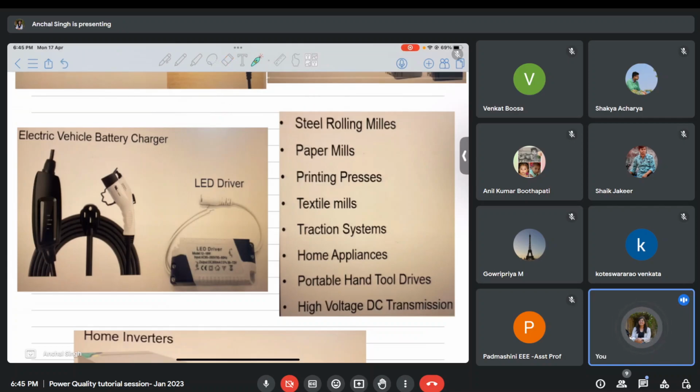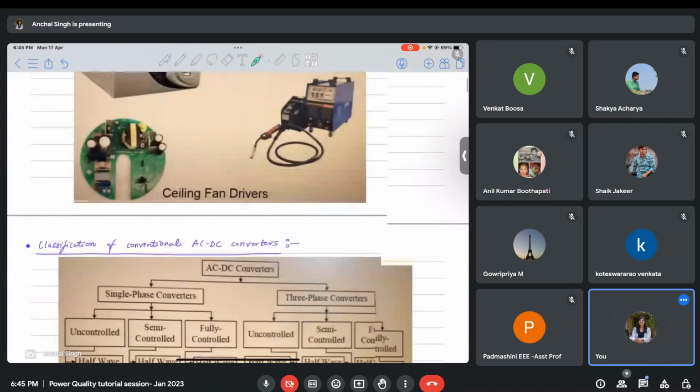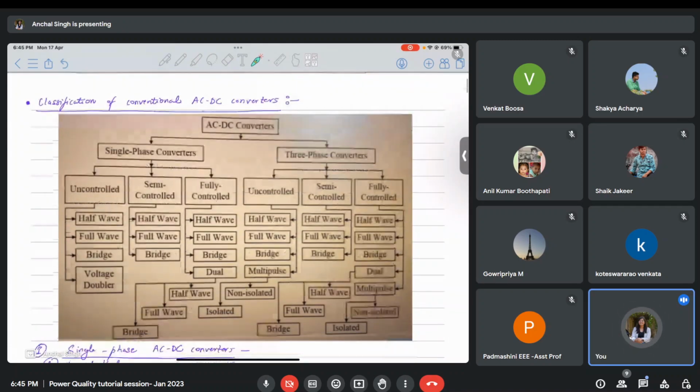Now, there are home inverters, welding machines. This PCB is present inside your ceiling fan. Sometimes, if your ceiling fan goes bad, just try to open it. You will see a PCB something like that. So these are all examples of AC to DC converters around us.